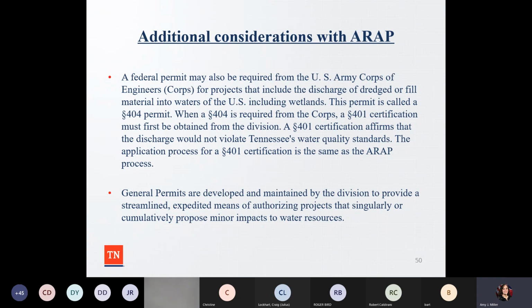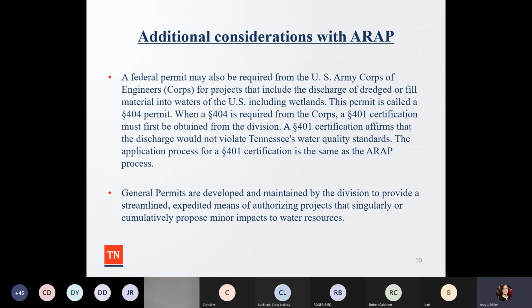So when a 401 or 404 permit is required by the Corps, a 401 certification has to be obtained from the division. And a 401 certification affirms that the discharge would not violate Tennessee's water quality standards. And then there's an application process for that, which is the same as the ARAP process. So again, general permits are developed and maintained by the division to provide a streamlined, expedited means of authorizing projects that are singularly or cumulatively proposed minor projects that impact water resources.